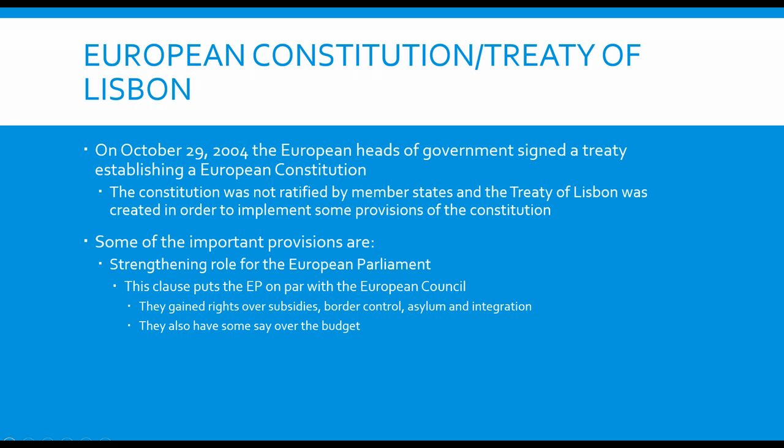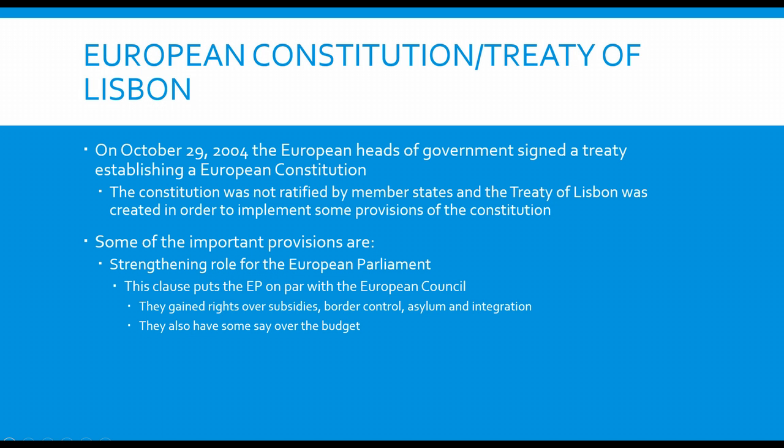On October 29, 2004, the European heads of government signed a treaty establishing a European Constitution. The Constitution was not ratified by member states, and the Treaty of Lisbon was created in order to implement some provisions of the Constitution. So they pushed this idea of having this Constitution, but because the member states were unwilling to ratify it, they did end up taking some of these provisions that existed, and they created the Treaty of Lisbon in order to be able to implement some of these concepts.